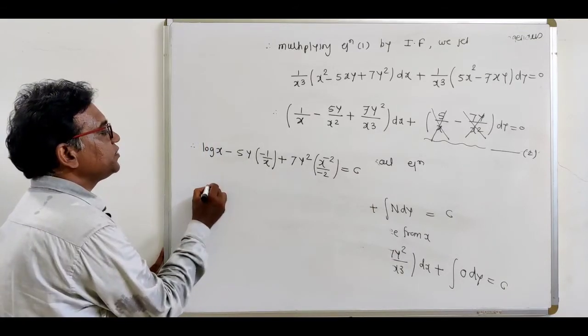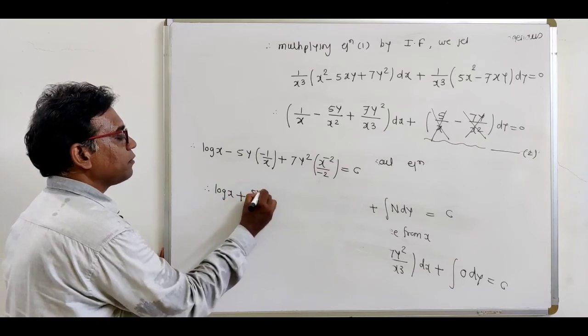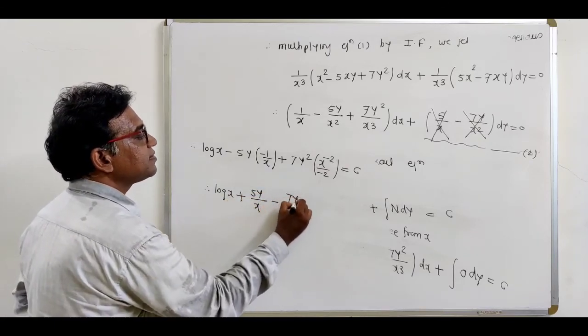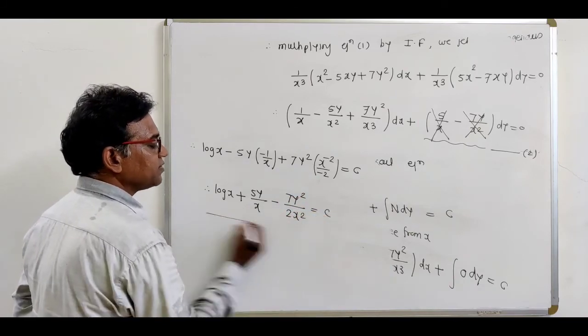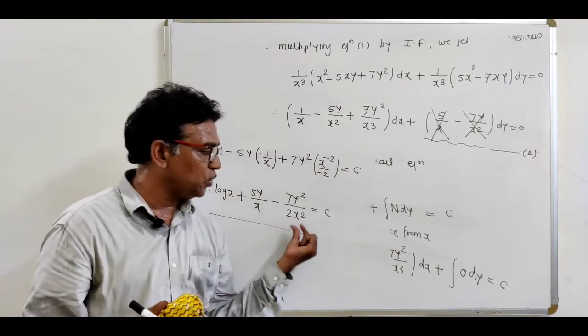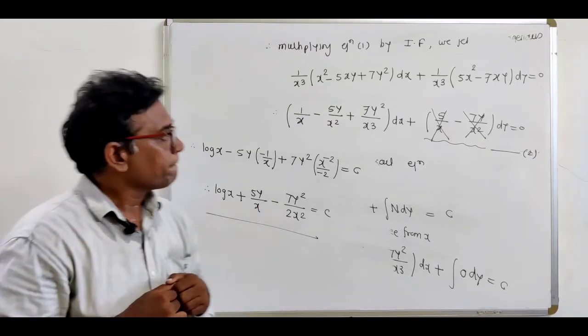So this is the final solution. This is log x plus 5y upon x, and this is minus 7y square divided by 2x square equal to C. Just transfer this x raised to minus 2 in denominator, so we get 2x square. So which is the required general solution.